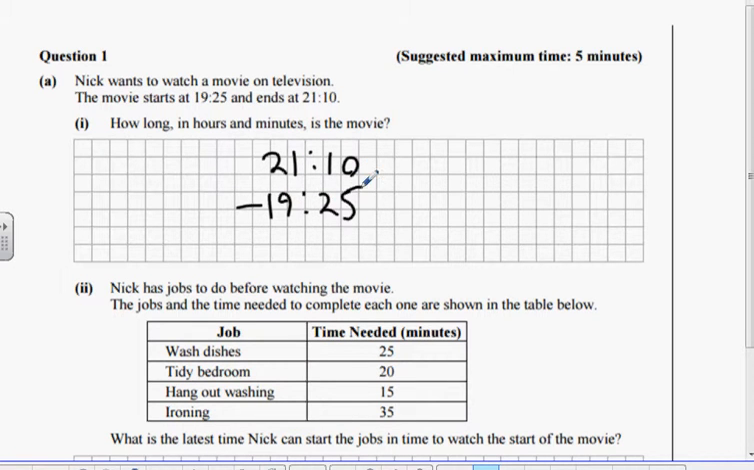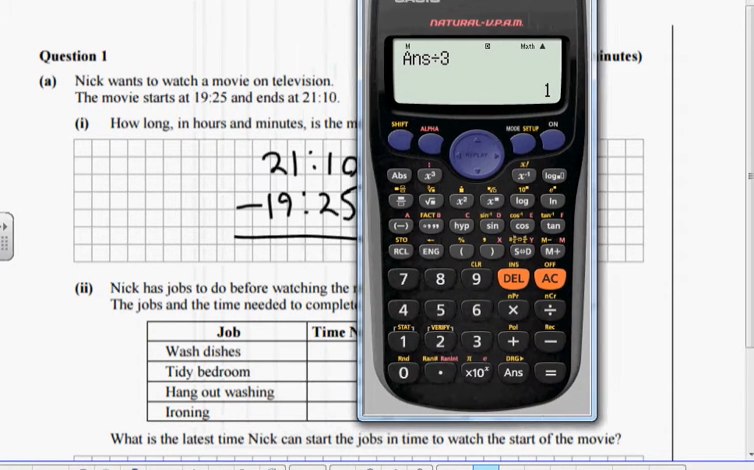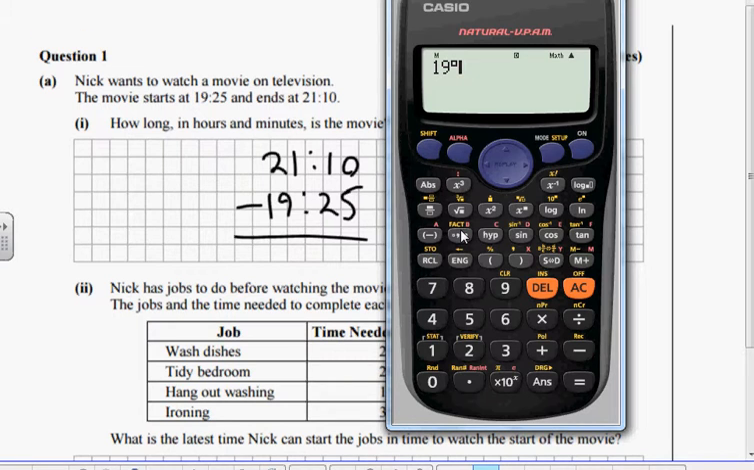We all know how to do it on the calculator, do we? A little bit. There's a button that does it nicely. 19, that button there. Oh, sorry. 21, that button there. 10, that button there. Minus 19, 25. 1 hour 45 minutes.